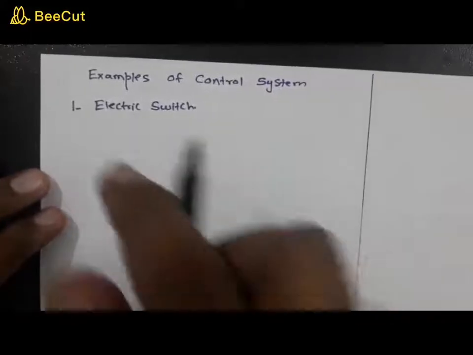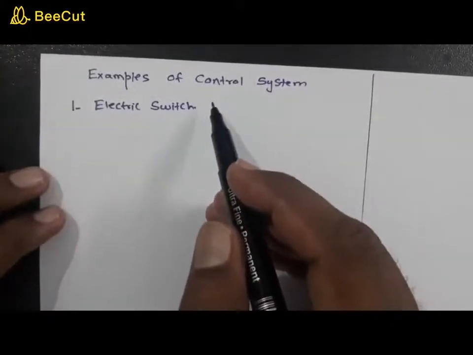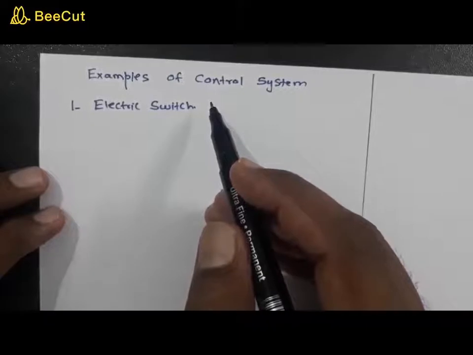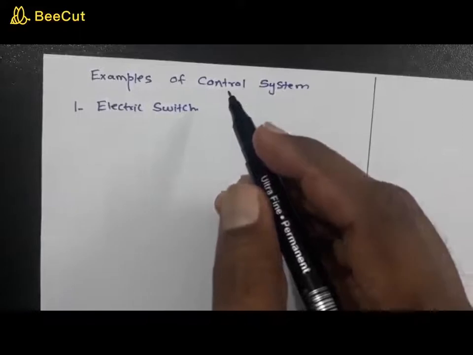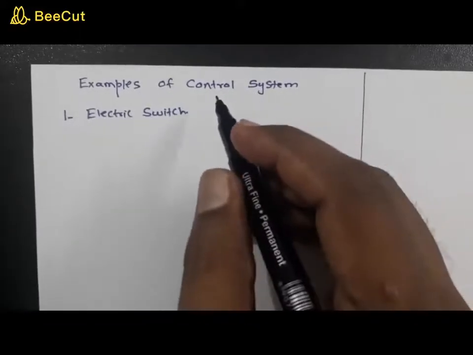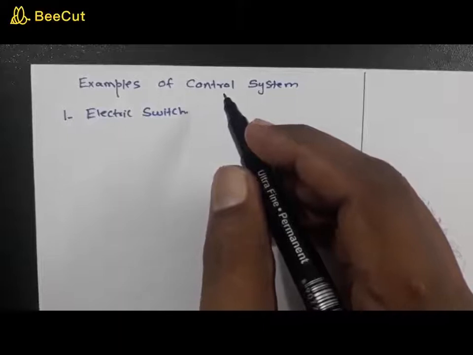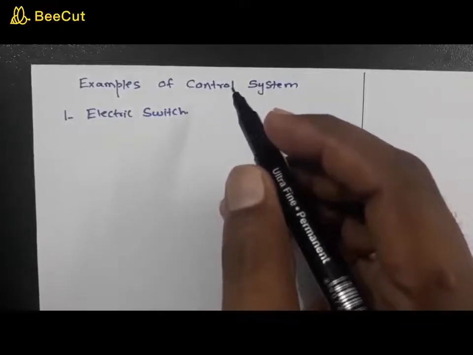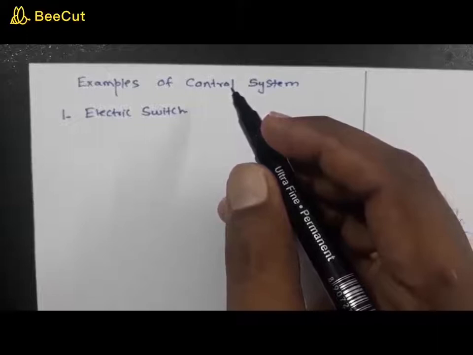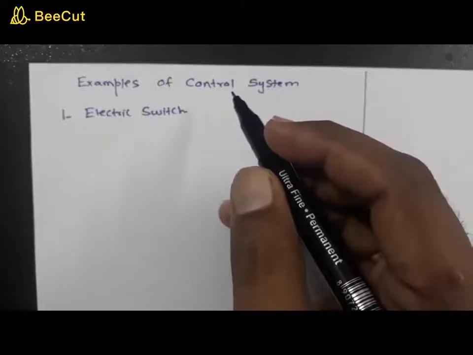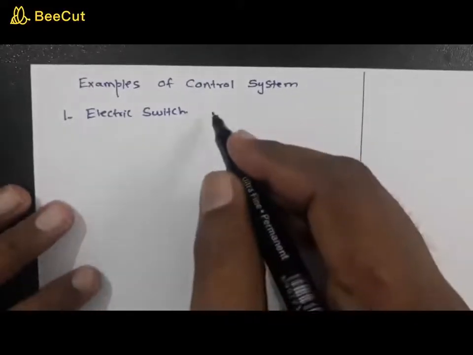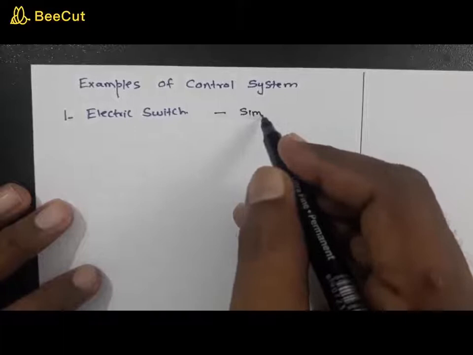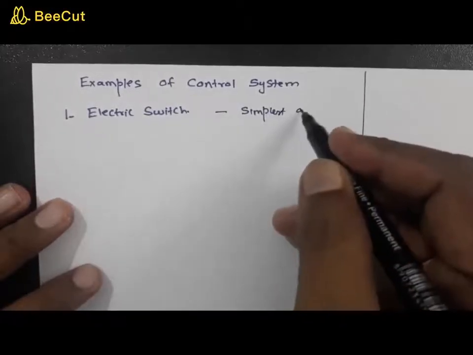Okay, now let's see some real-time examples of control systems. Number one is an electric switch. Now we know that a normal electric switch has two positions, on and off. Say for example, if you're using a switch to control a fan, you have only two options there, either on or off, and this can be considered as the simplest of the control systems. Okay.